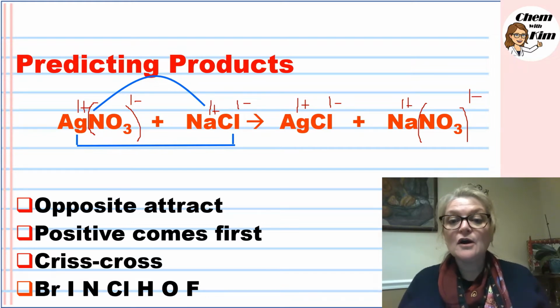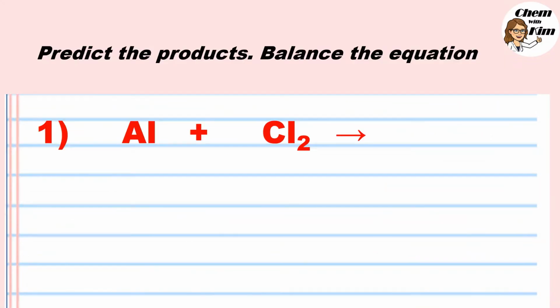All right, now that we have our products written down, then we would make our inventory and change our coefficients to balance out the equation, same as we've been doing all along. So looking at these reactants, we can see they're both single elements. They're not in a compound. So the only way for the two elements to react with each other is to come together in a synthesis reaction to make a compound.